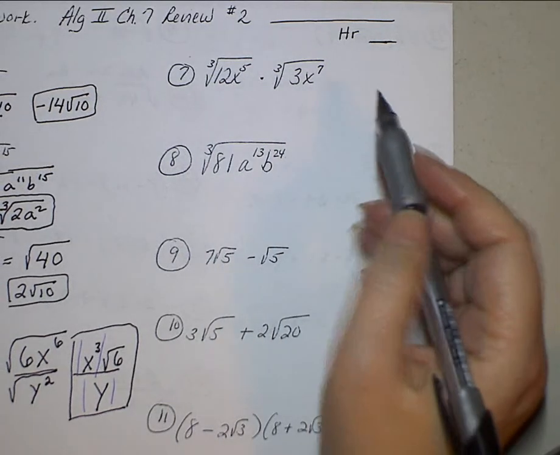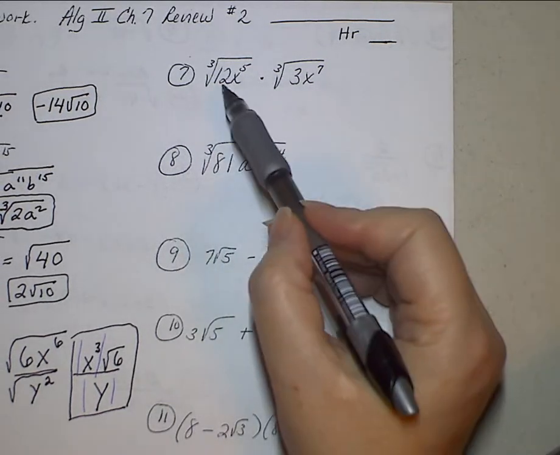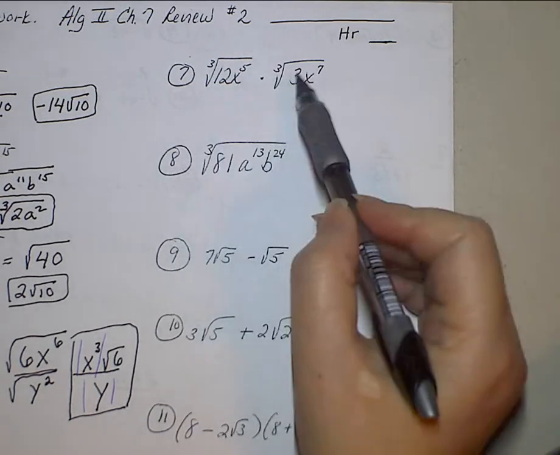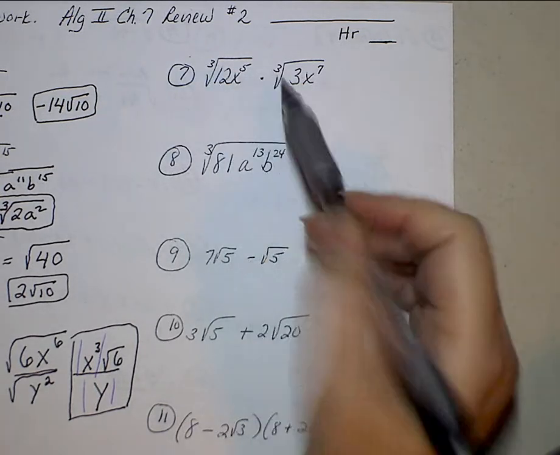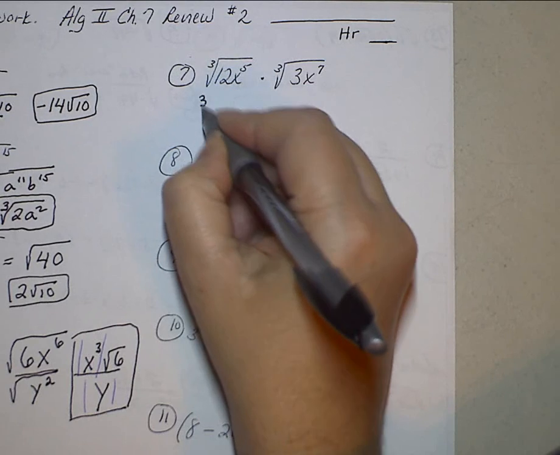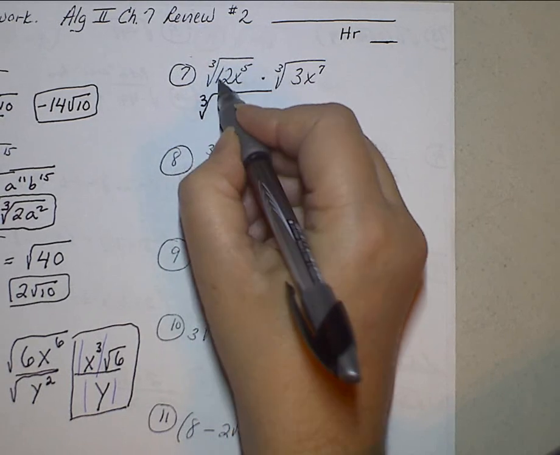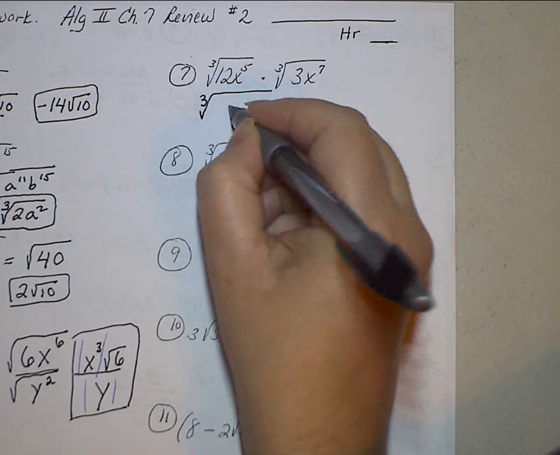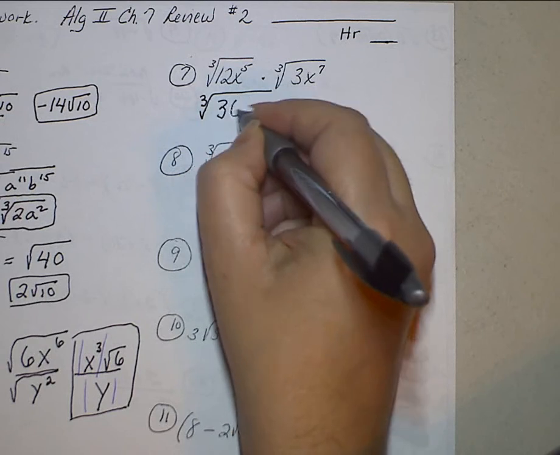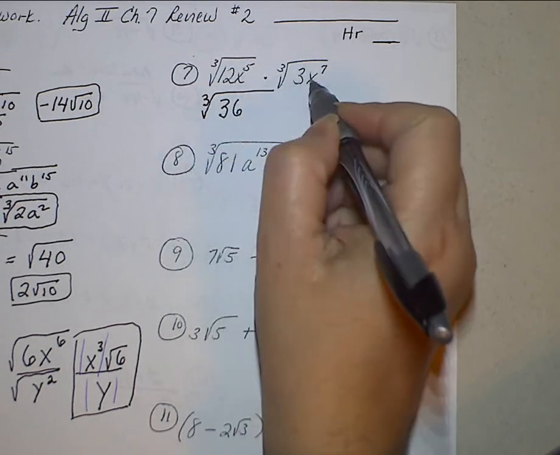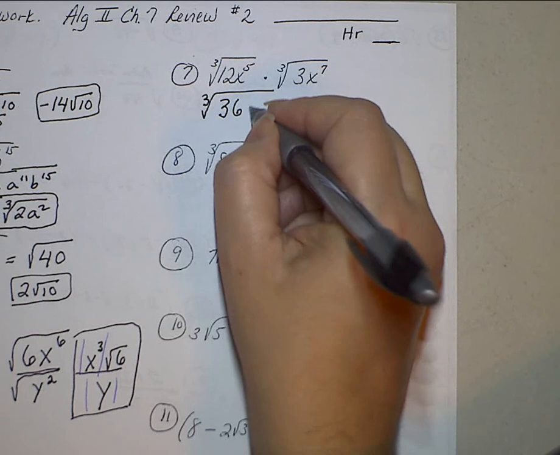Alright, number 7. Number 7, we have, first thing again is to multiply them. So we have the cube root of 12 times 3, which is 36. X to the 6th, x to the 7th is x to the 12th.